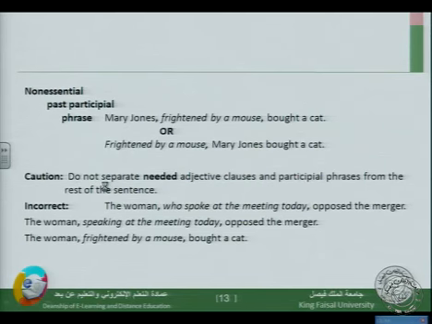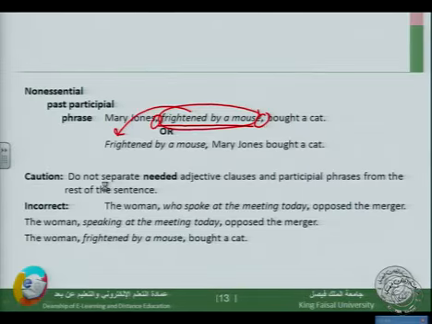Also, we have non-essential past participle. We took the present participle phrase; now the past participle phrase. Mary Jones, frightened by a mouse, bought a cat. And we put it between commas. Okay? Also, you can put it at the beginning. Frightened by a mouse, Mary Jones bought a cat. Okay?